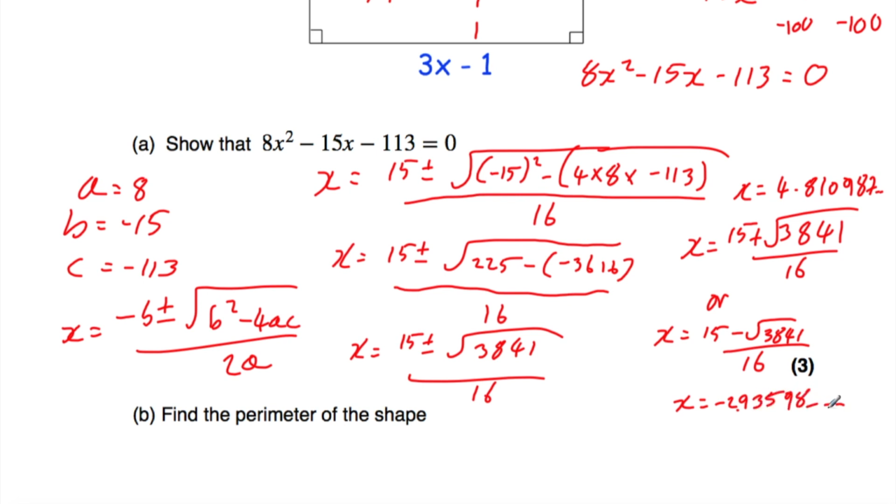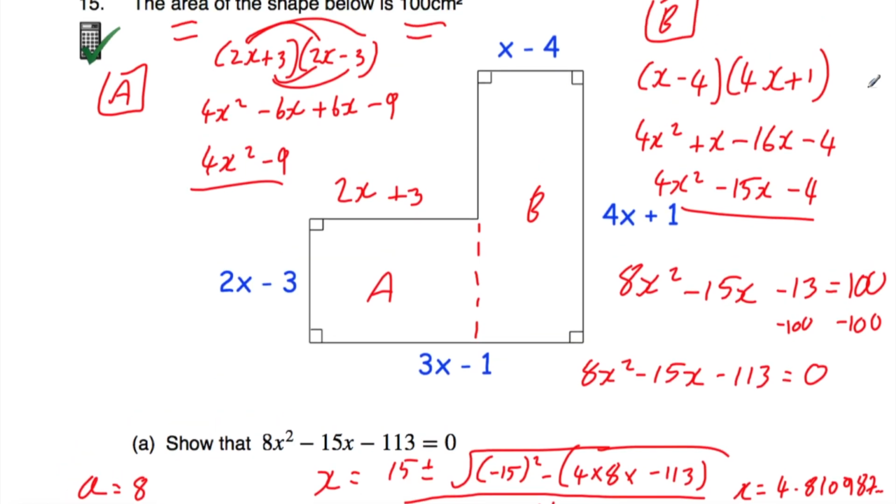And here, if we work this one out, x is equal to negative 2.9359 and so on. Now if we even just look at this length, if we times this number by 3 and then take away 1, that would be negative and it wouldn't work. So this solution is not going to work. So this is our solution. So that means that x is equal to 4.8109 and so on. Now that's the value for x. We've been asked to find the perimeter of the shape. So let's find an expression for the perimeter of the shape.